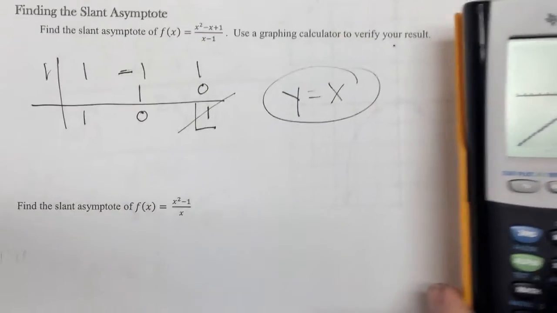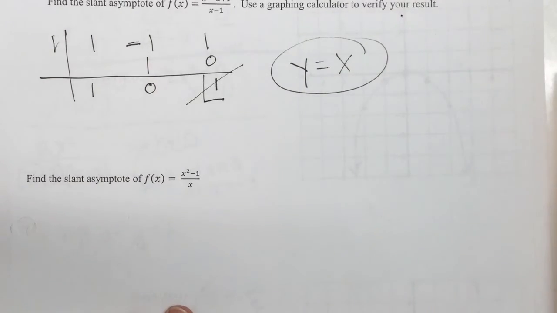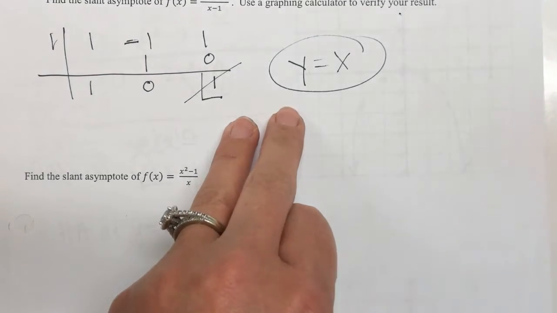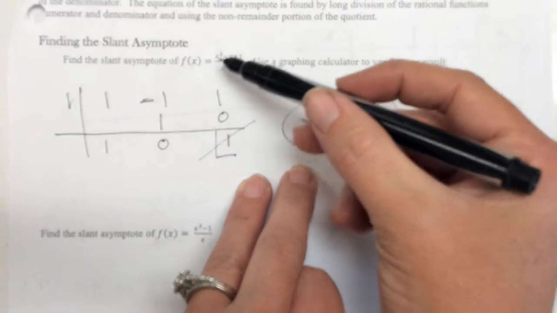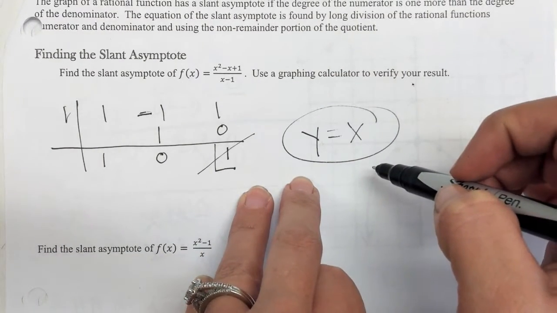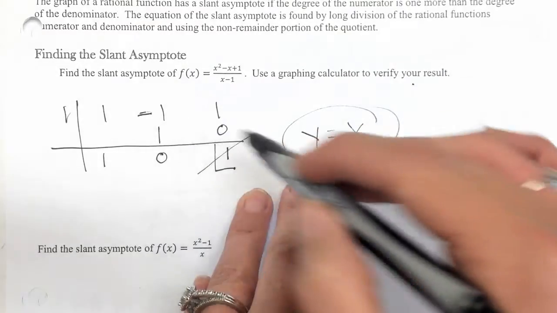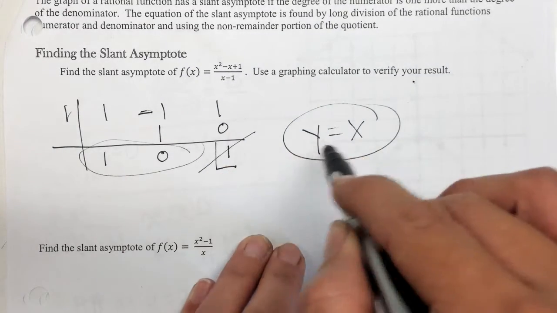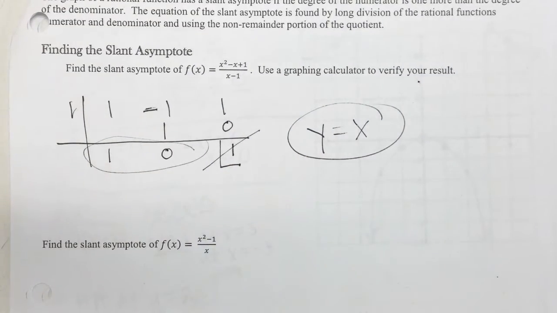Alright. Let's do one more together. That's it. Just finding out the slant asymptote. This one wouldn't have an HA because it's top heavy. It has a slant asymptote, not a horizontal asymptote. How do you find that again? You just do synthetic and then write your answer. This is X. Y equals X.